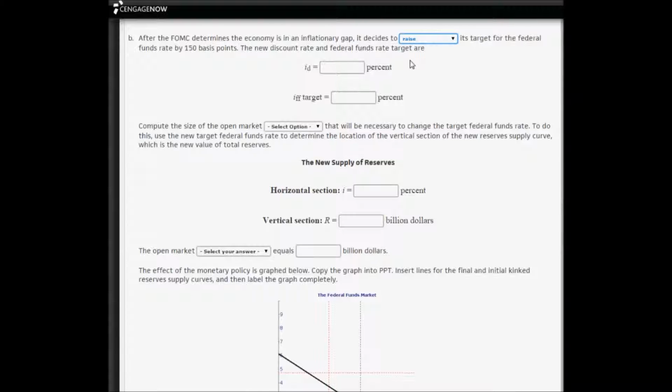After the FOMC determines the economy is in an inflationary gap, it will want to raise interest rates to tamp aggregate demand back down, to prevent really low unemployment from causing short-run aggregate supply to decrease, which will result in inflation. So it decides here to raise its target for the federal funds rate by 150 basis points. Again, 150 basis points is 1.5 percentage points.